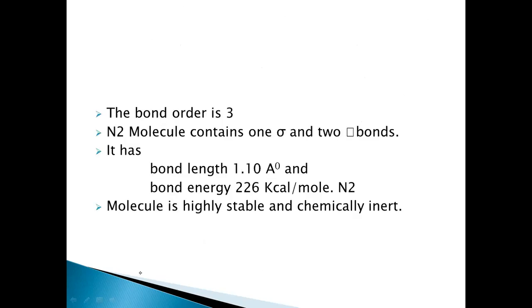Right. So when we look at it, the bond order is 3. Yes, 1 sigma and 2 pi bonds here. What is the bond length here? 1.1 angstroms. There are 3 bonds here. As the number of bonds increases, the bond length decreases for triple bonds, and the bond energy is 226 kilocalories per mole. Right? So it's highly stable and chemically inert.